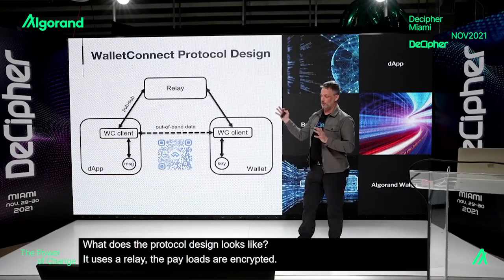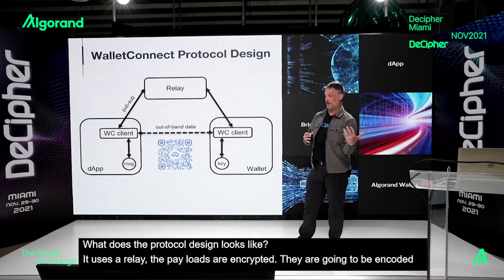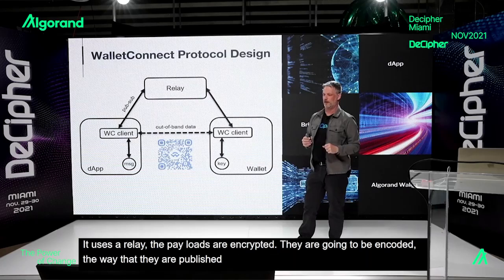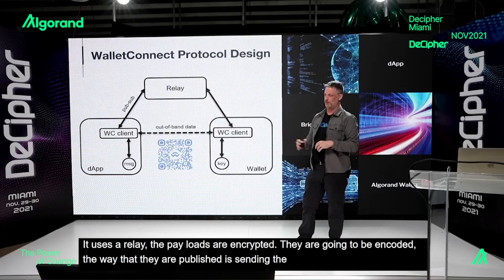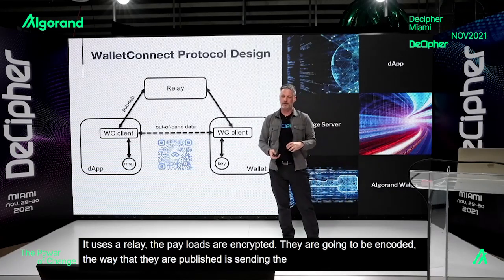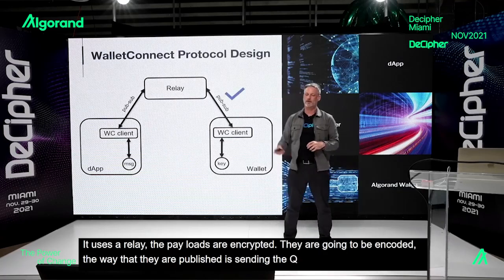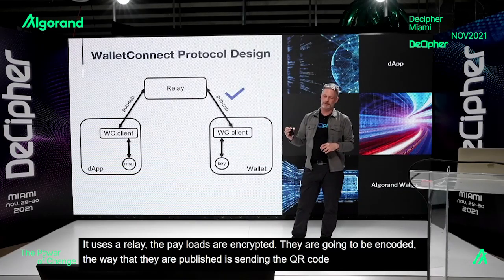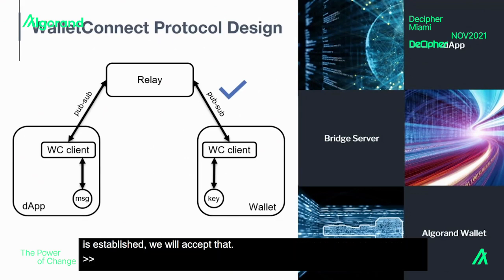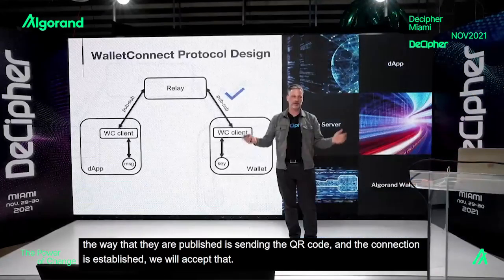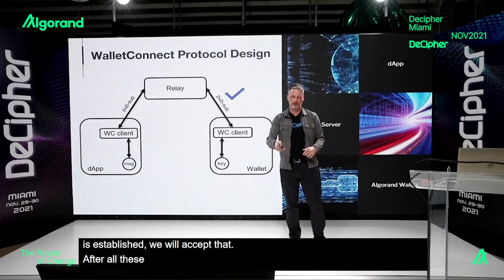The way that they are established is that typically the dApp will send the URI up to the relay server, and it will also present that QR code as we saw. And ultimately, the connection is established when the client side, the wallet in this case, will accept that and establish its connection also to the relay server. Thereafter, all of these messages can be exchanged securely between the two clients.